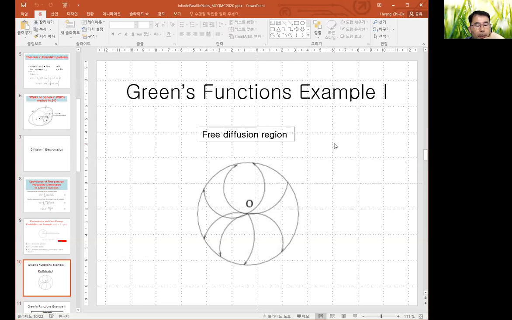There's also another example of the correspondence between the first passage problem and the electrostatic problem. Right here, if we have a conducting sphere and you put a charge at the center of the sphere, the induced charge distribution over the spherical surface will be uniform. This corresponds to the first passage probability. If you start the random walker from the center, the first passage probability over the spherical surface will be uniform too.